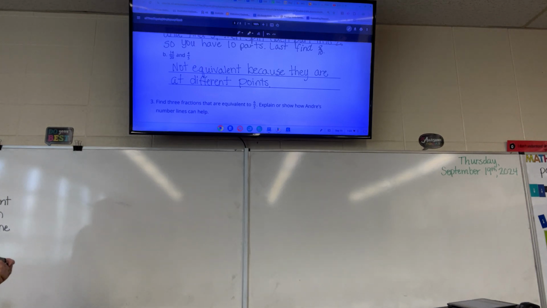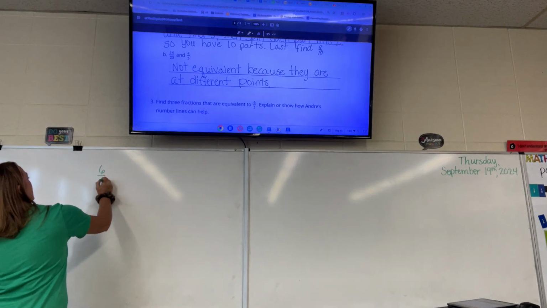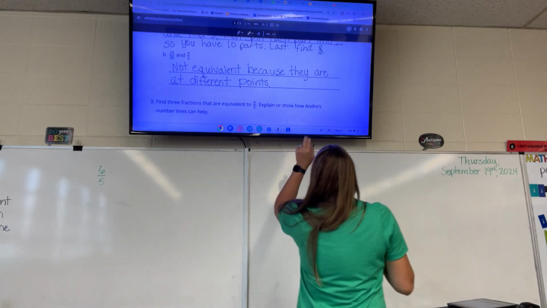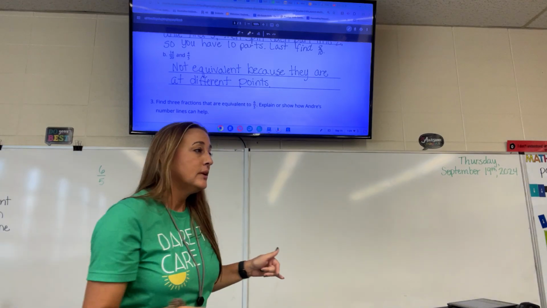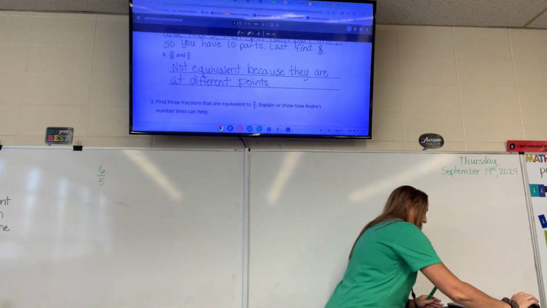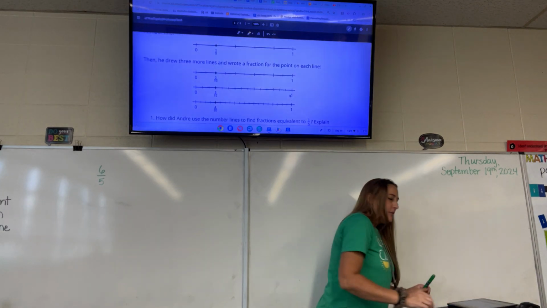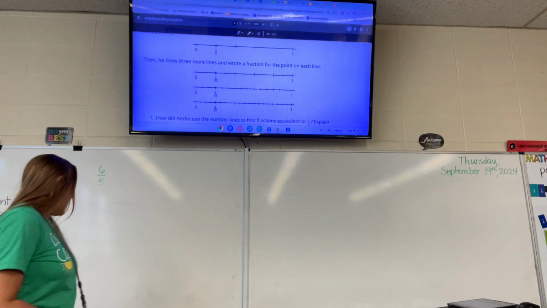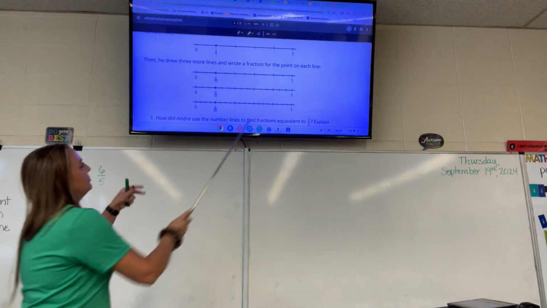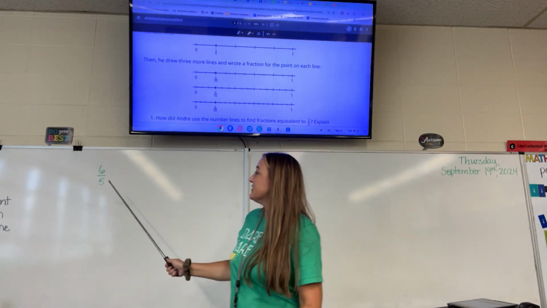The last one on this page says find 3 fractions that are equivalent to 6/5. Explain or show how Andre's number lines can help. We're gonna show, okay? So, we're gonna slide back up here to the number lines that Andre drew. The first fraction that we need to find is 6/5. What is the highest that this number line goes to? 5/5. So what do we have to do, Avis, to find 6/5?